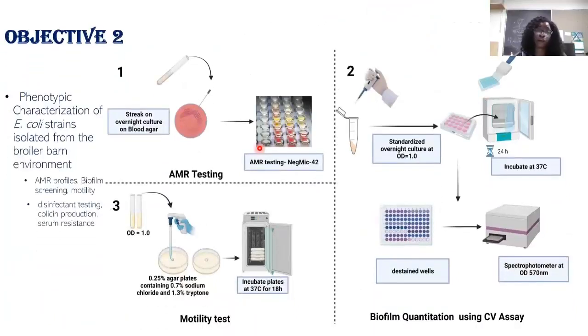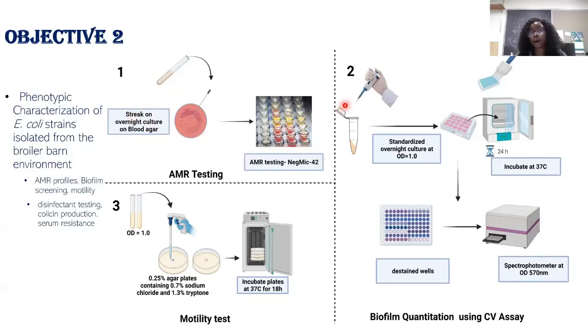So for the second objective, what we do first is carry out the antimicrobial resistance testing. Here we streak out those isolates on blood agar. Then we send them to one of the collaborators' labs, which happens to be Dr. Joe Rubin's. And then in the lab, they use the Vitek 2, which is an automated system to test for the ability to resist antimicrobials.